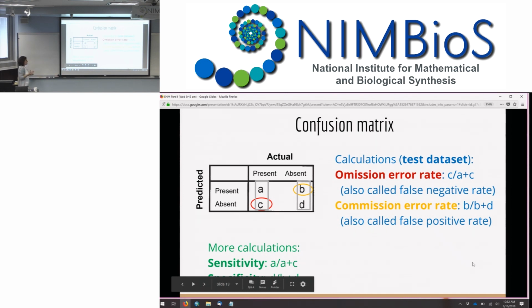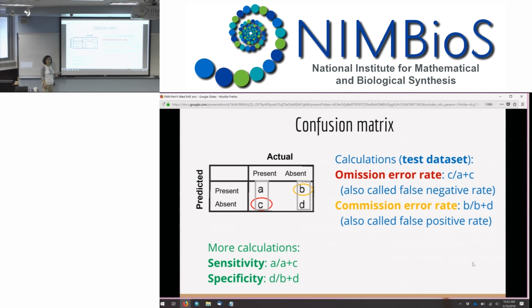But what is a confusion matrix? We are just summarizing actual presence and absence versus predicted presence and absence. And that's how you start the confusion matrix: actual versus predicted, and you have presence, absence, presence, absence. And then within this, you have 4 combinations, right? So you have actual present and predicted present, actual present and predicted absent, and the same for actual absent versus predicted present and predicted absent.